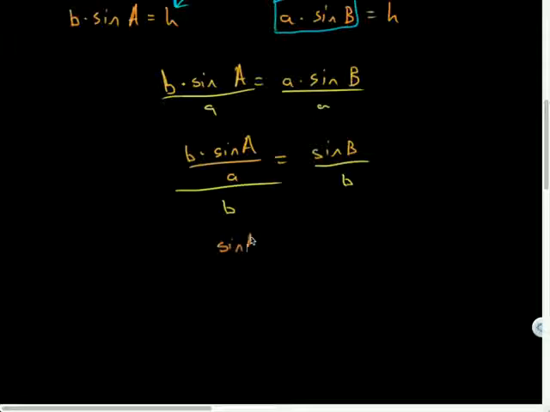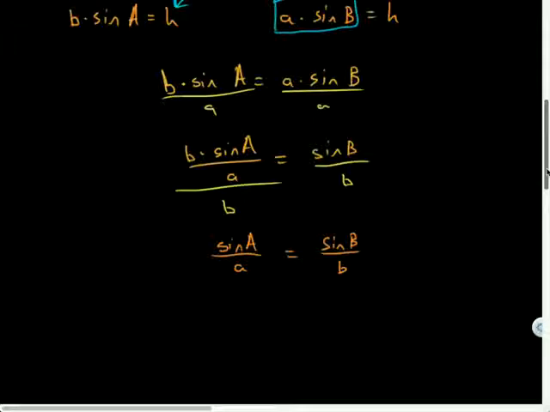So they decided that sine of A over little a is equal to sine of B over little b. And this is true. We've just proved it. All right, so this is part of the law of sines.